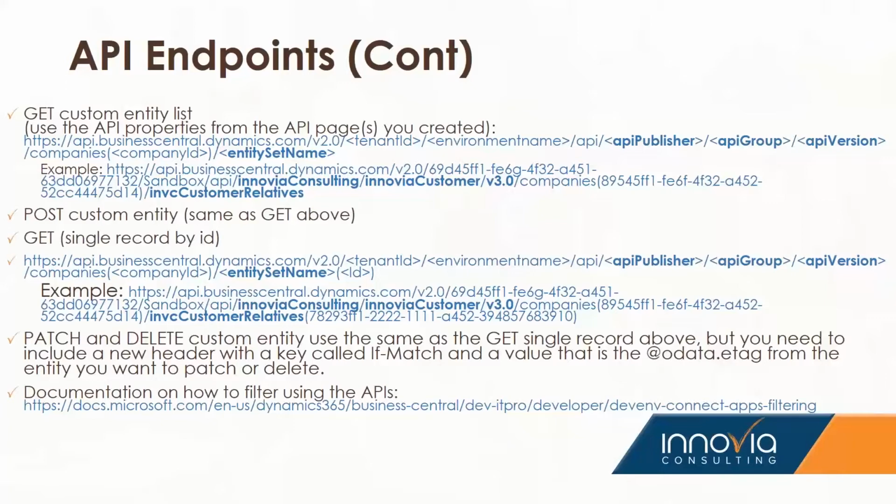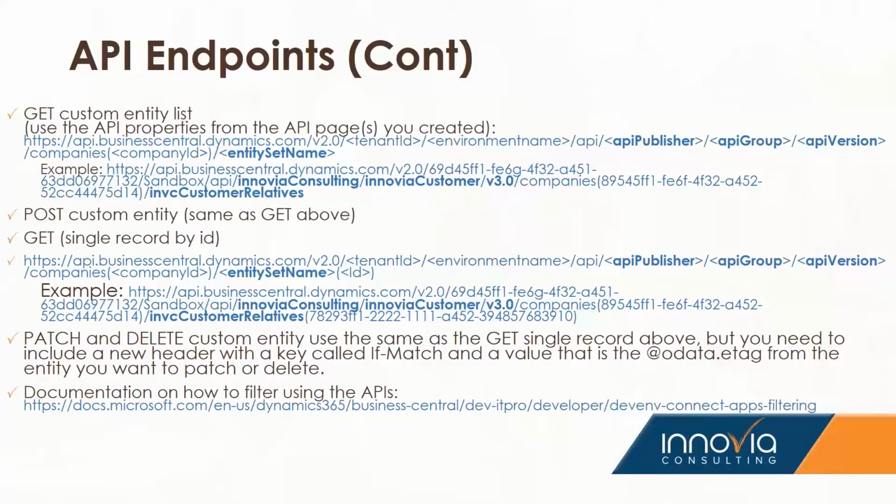The get uses that URL, but it's modified a little because it's the get single record by ID. You can get a single record by passing in the ID for that record in your URL. So you'll notice at the end of my example here, I've got INVC customer relatives, and I've passed an ID.